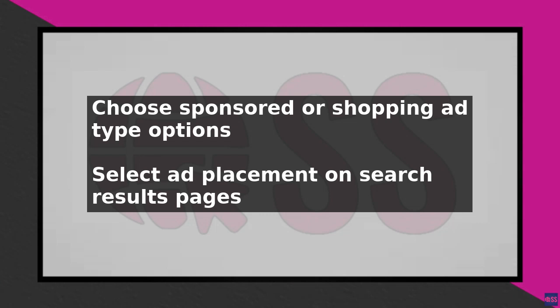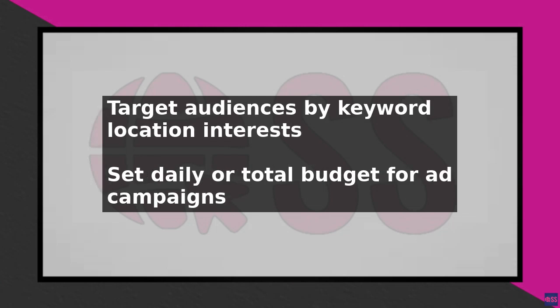After you have chosen your ad type and targeting options, you need to set your budget. You can set a daily budget or a total budget for your ad campaign. You also need to set a bid for each ad. The bid is the maximum amount you are willing to pay for each click on your ad.